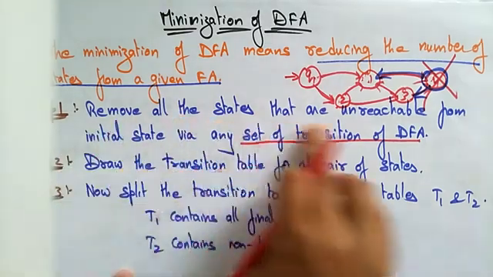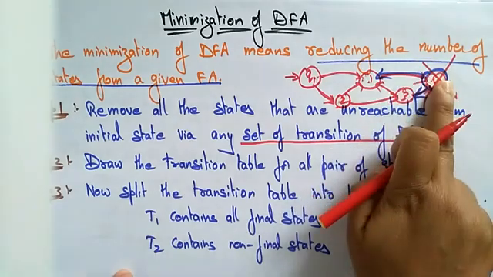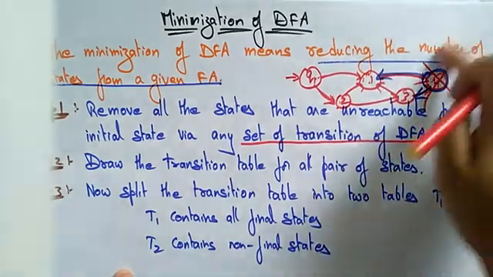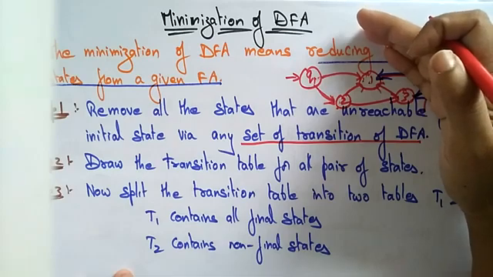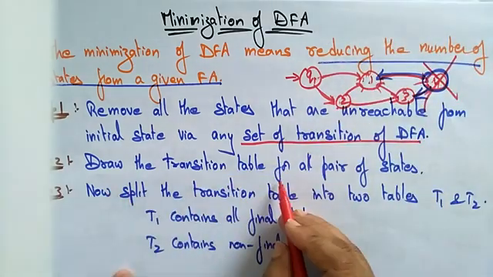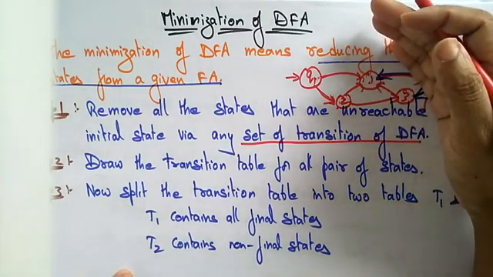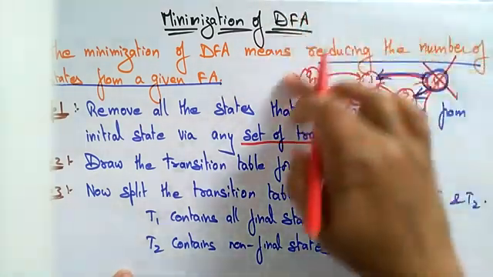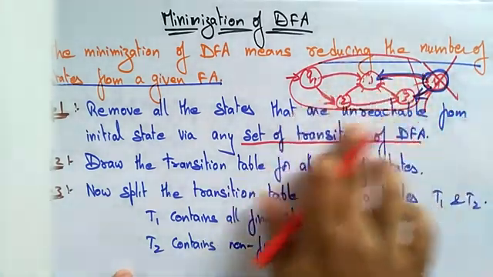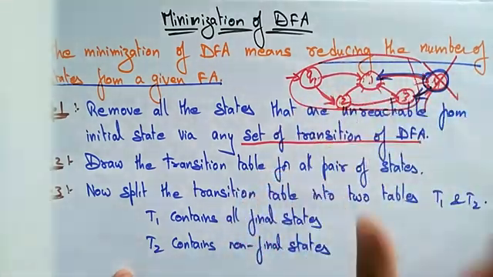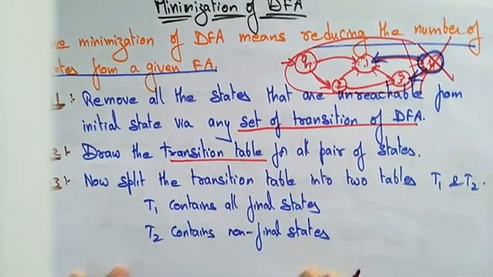Remove all the states that are unreachable from the initial state. Whichever state cannot be reached from the initial state, just remove that node from the transition. That's the first step. Second, draw the transition table for all pairs of states. After removing this state, draw the transition table for the remaining states, the states that are participating in the network.